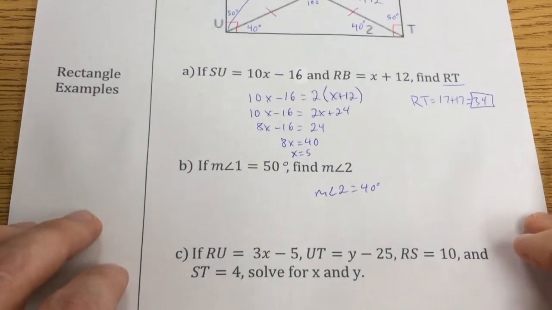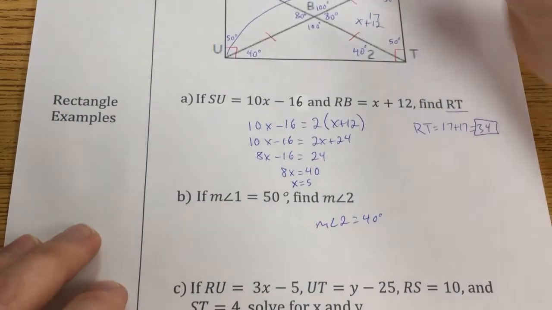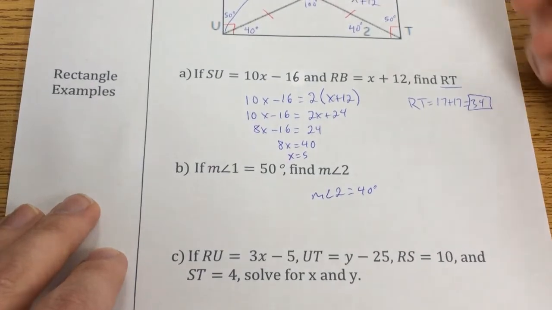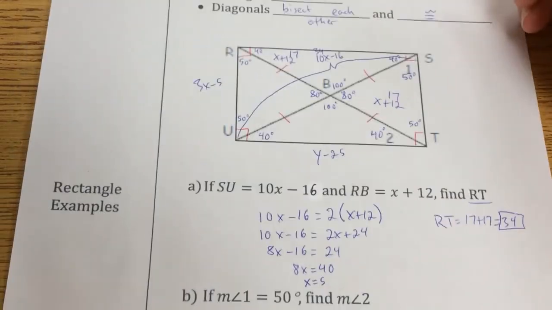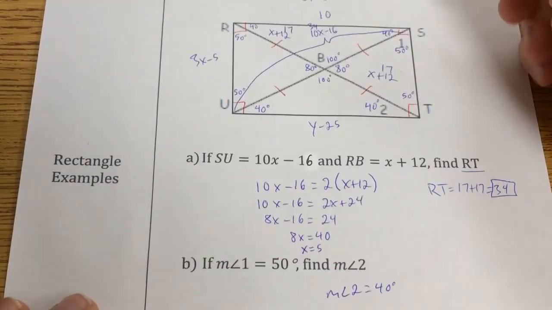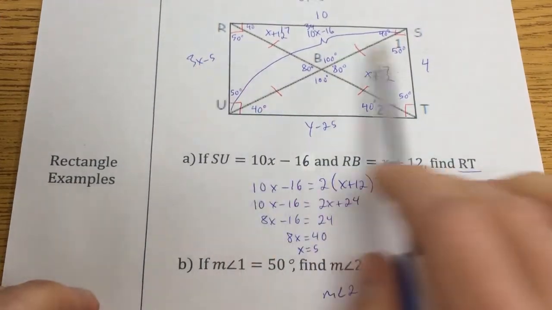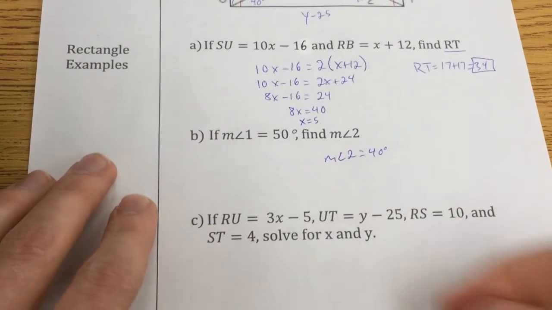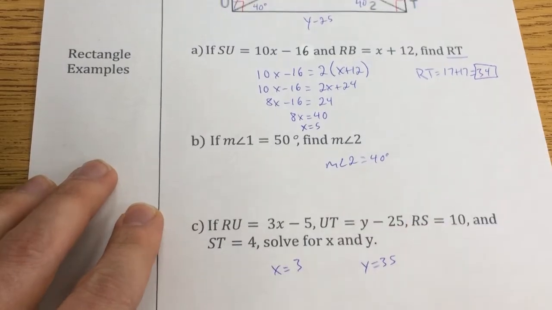All right, last example. I am not going to solve this one for you because if we notice, RU is 3x minus 5. It says UT is y minus 25. RS is 10 up top. And then ST is 4. What this does is the exact same thing as a parallelogram. The opposite sides are congruent, so I can set them equal to each other and solve. Now, if you want to go through and solve these, you should get x is equal to 3 and y is equal to 35, so you can double check.